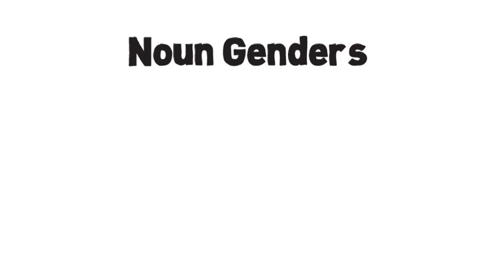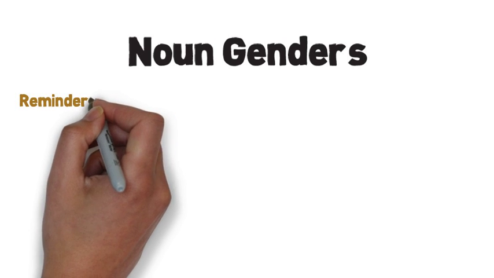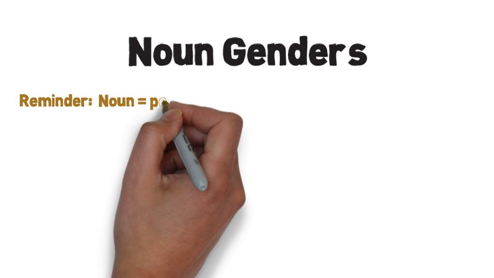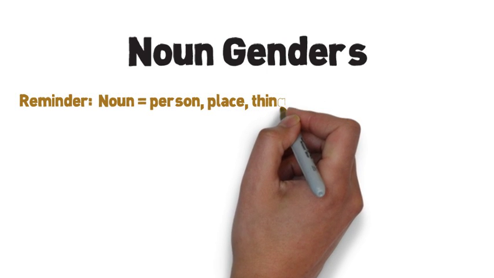Today's topic is noun genders. As you'll recall, a noun is a word for a person, place, thing, or idea, and it is always capitalized in German, no matter where it appears in the sentence.